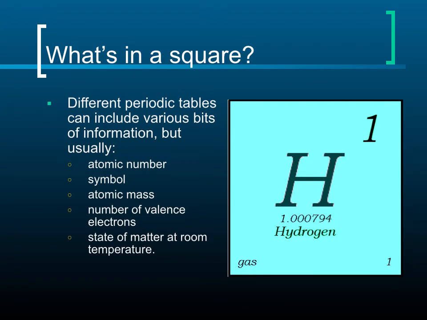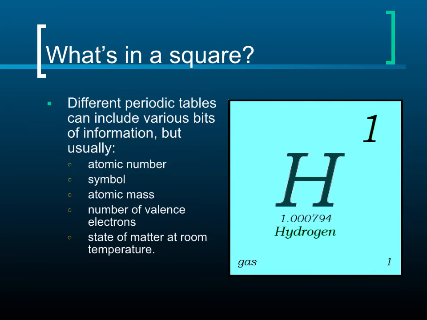Usually this is what you'll see in a periodic table square. So you'll see the atomic number, the atomic symbol, the atomic mass. So H is the atomic symbol for hydrogen. You'll see the name of that element as well. The number of valence electrons. So if you look in the bottom right corner, you'll see a number 1. That means that hydrogen has 1 valence electron.